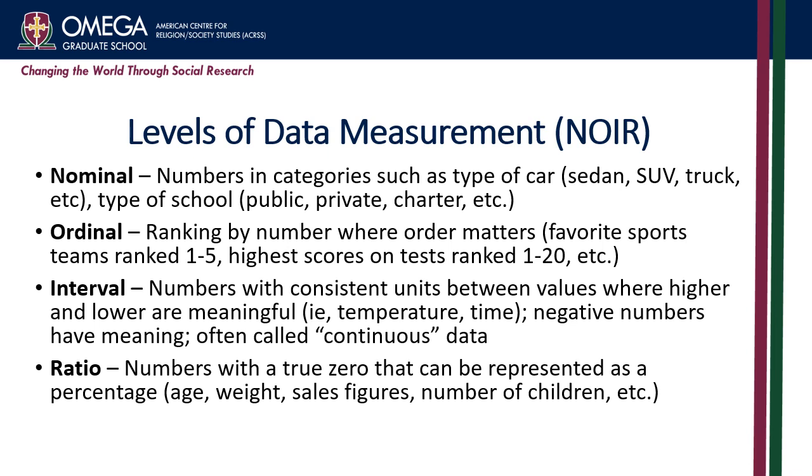Interval data are numbers with consistent units between the values, where higher and lower orders are meaningful. So temperature and time are really good examples of interval data. And oftentimes in interval data, negative numbers do have meaning. So these are often called continuous data. So with temperature, we can either have a positive temperature or we can go to a negative temperature, and really that scale is conceivably infinite in either direction.